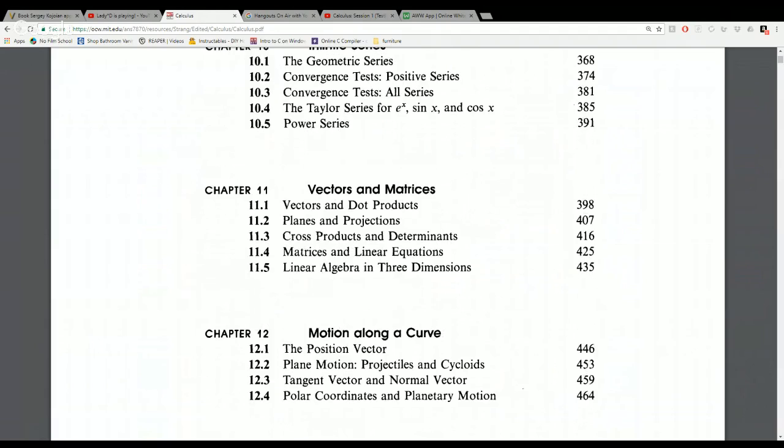Chapter 11, this is where we get into vectors. So vector calc's coming in. Matrices are very helpful when doing vector calc.